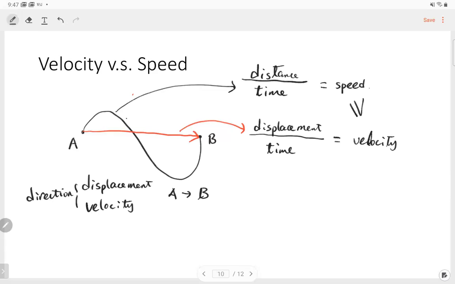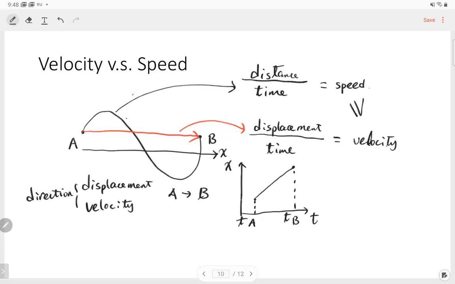And now let's see, if something moves from A to B with a constant velocity, if we draw a curve of displacement. Displacement, let me use x. If this point is moving along the x direction, from A to B, with a constant velocity, then the x and the t curve will start from some point, then move linearly to the position of the B. So this is A, this is B. This is tA, tB. This is the coordinate of A, coordinate of B.